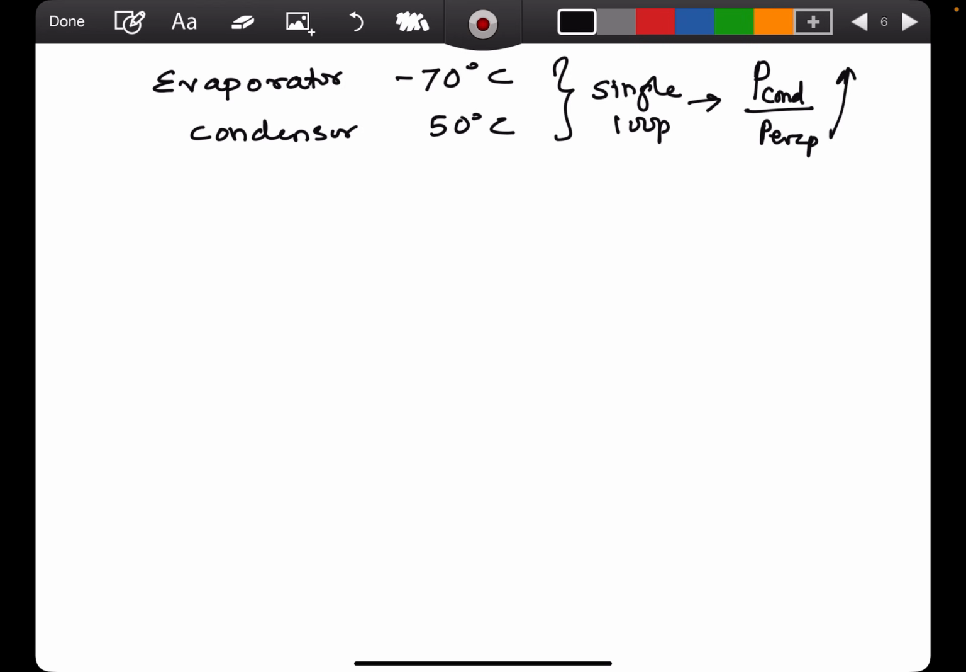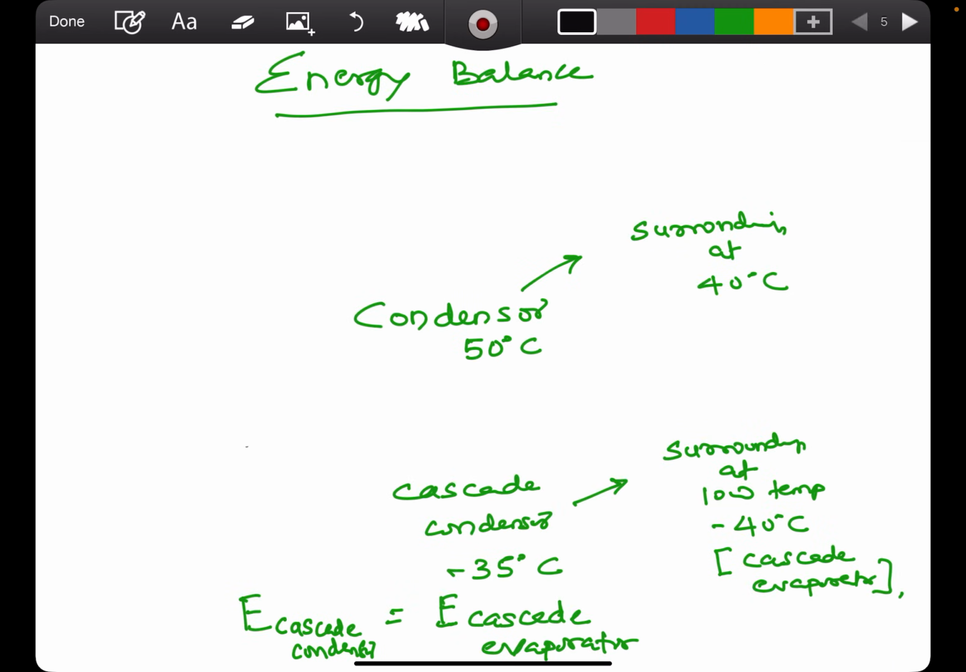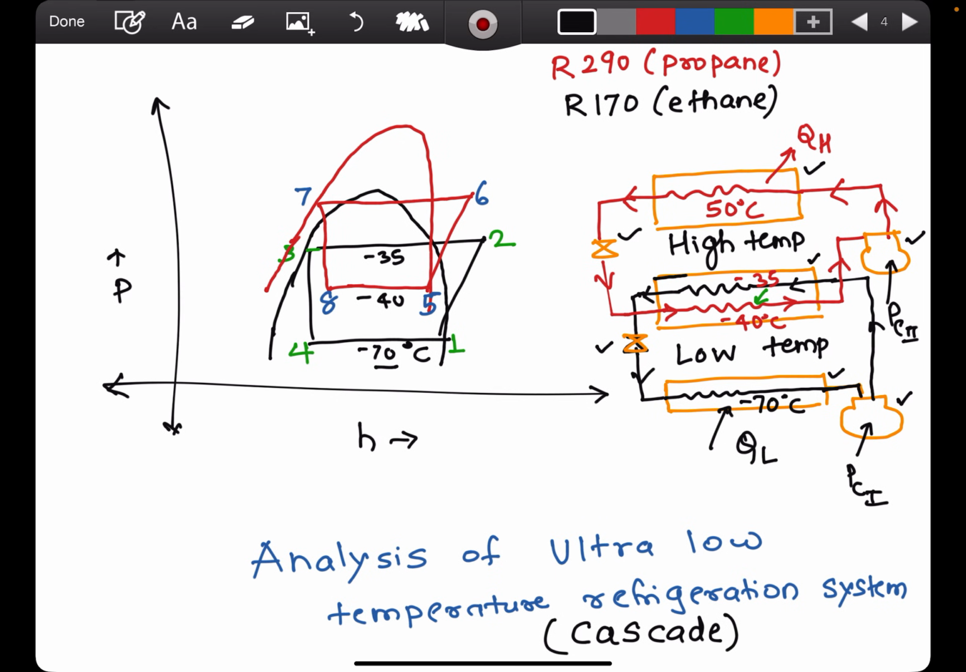Instead, we use two loops, as shown here: a lower temperature loop shown in black and a higher temperature loop shown in red, with two refrigerants. The high temperature loop uses propane as a refrigerant and the low temperature loop uses ethane as a refrigerant. In that case, the pressure ratio becomes manageable. In the low temperature loop, as you see over here, I have used ethane as a refrigerant, which is R170, and in the high temperature loop there is propane as a refrigerant, which is R290.